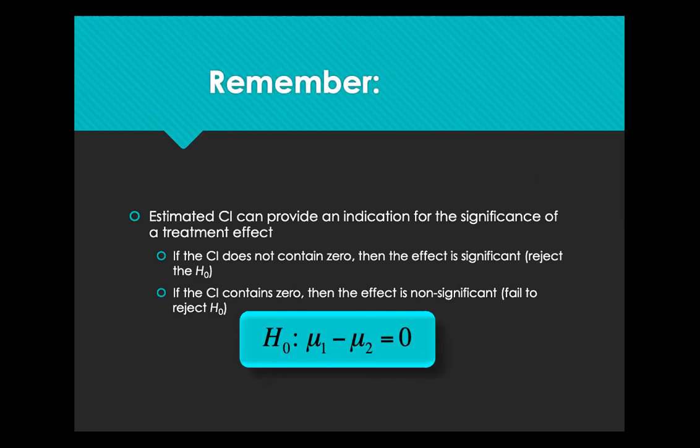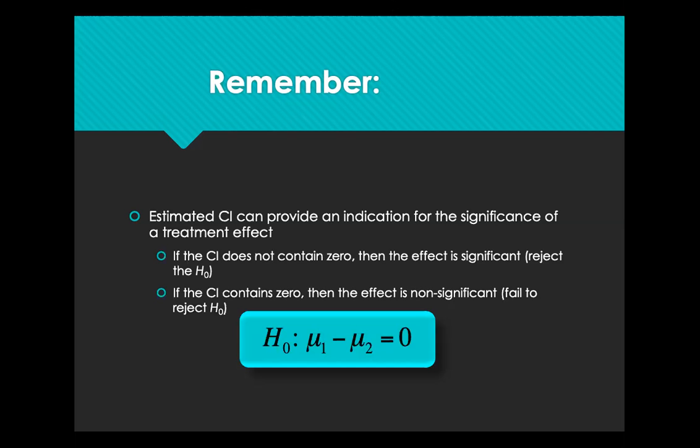So if your confidence interval does not contain 0, the effect is significant. If the confidence interval does contain 0, then the effect is not significant. You fail to reject the null, right? Because the null would say that the population mean difference is equal to 0. And so if your confidence interval includes 0, meaning you're 95% sure that the actual difference between the means includes 0, then you do not reject the null hypothesis, right?